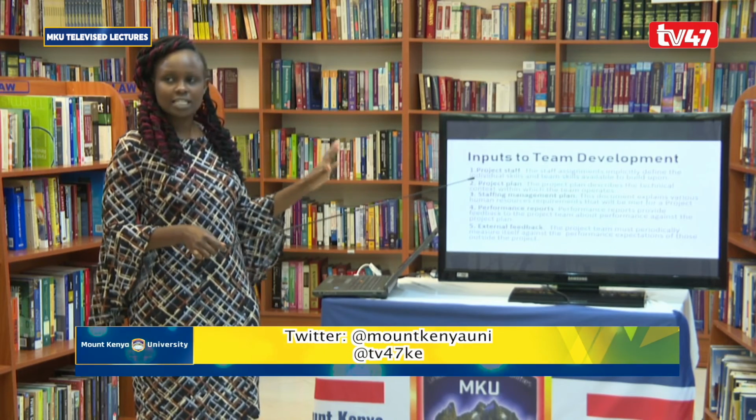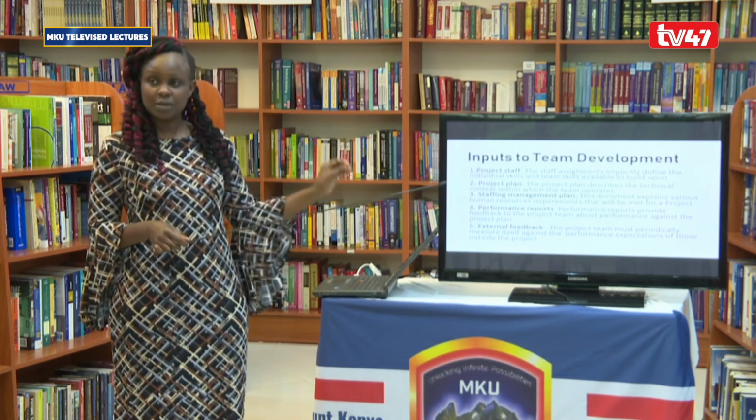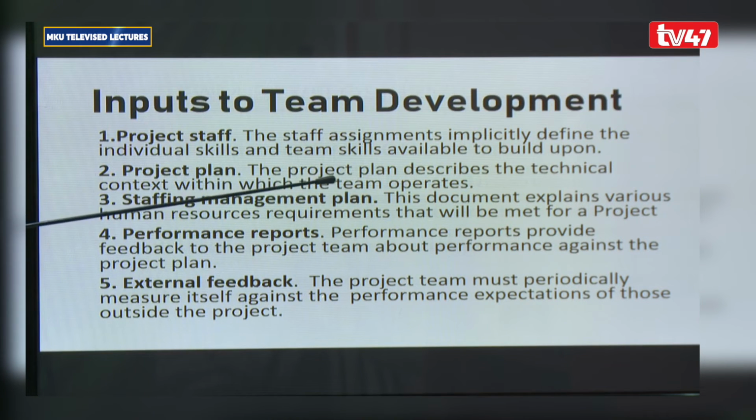So we are going to look at the inputs to team development, tools and techniques that can help us when we're doing team development, and the outputs of team development. So on the inputs to team development, what do we need? We need project staff as a critical input. So what does project staff entail? It entails defining the individual skills and team skills that are available, that can be worked upon or improved.